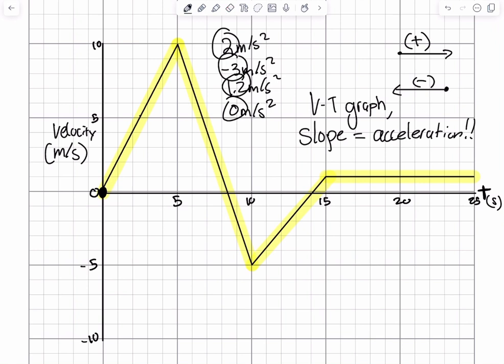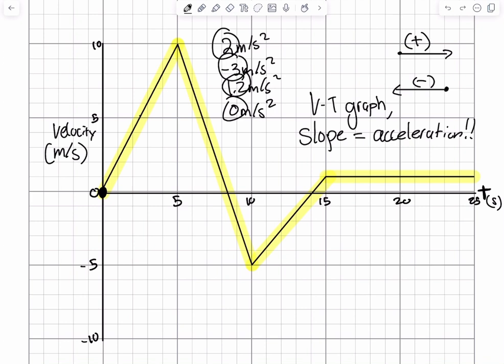Let's say you're asked if the acceleration is positive or negative in a certain section. You can just look at the graph. You don't even have to do any work. See, this is going up. Positive. That's a positive acceleration. This is going down. Negative acceleration. This is going up. Positive acceleration. This is going nowhere. 0 acceleration. You can just look at the graph, take a little glance, and you have your answer.